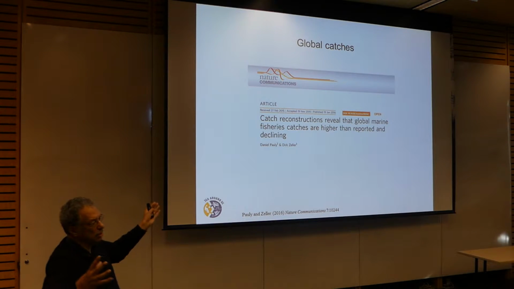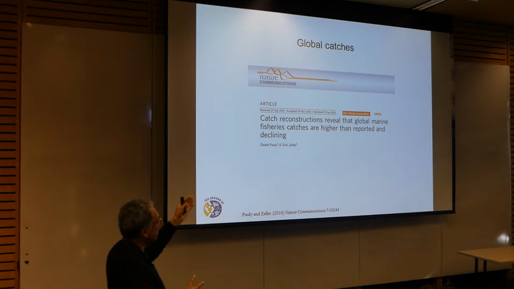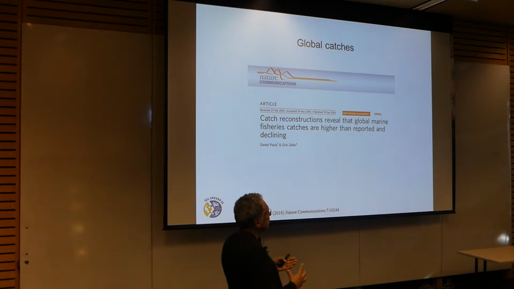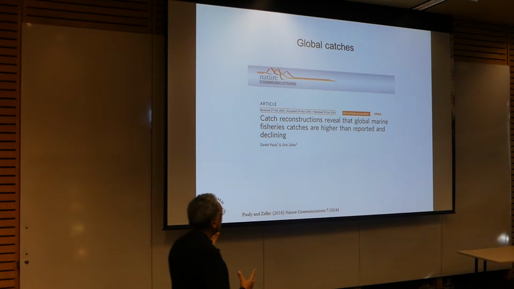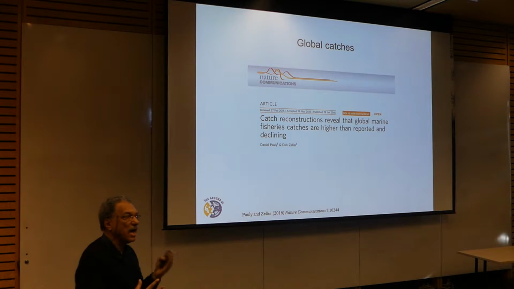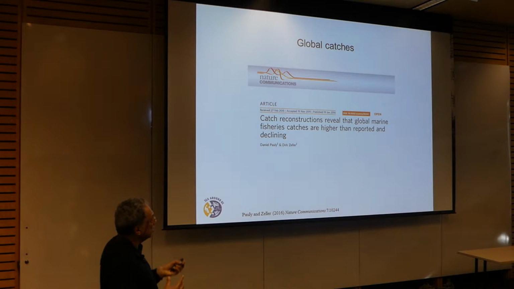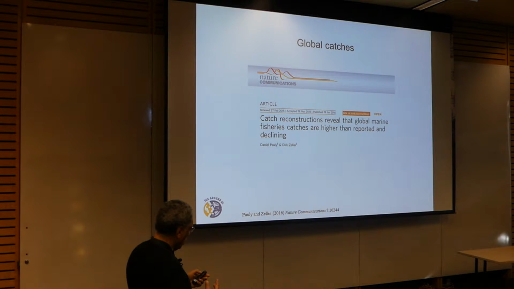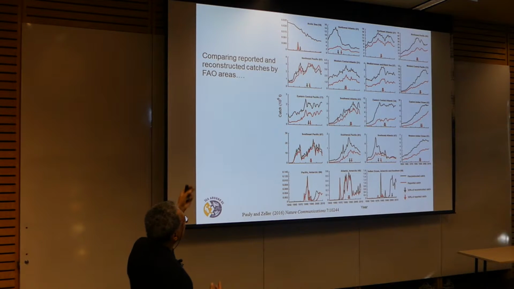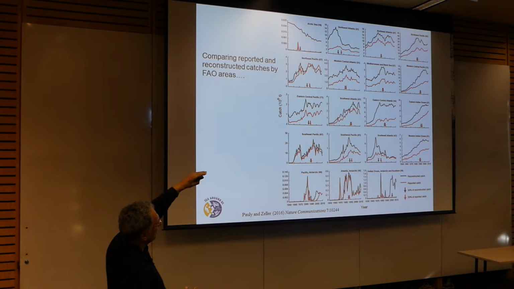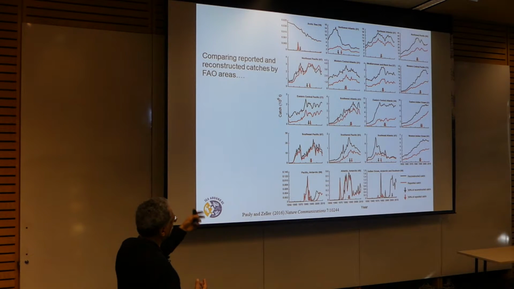So we put all of this together in a paper whose title actually summarized the whole thing. The catches are higher than reported, but they are declining very fast. And this was controversial to FAO. The results are at the level of FAO area to show that.